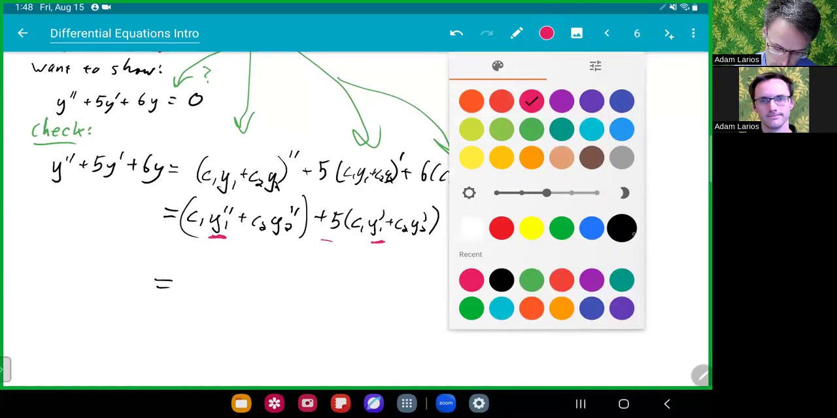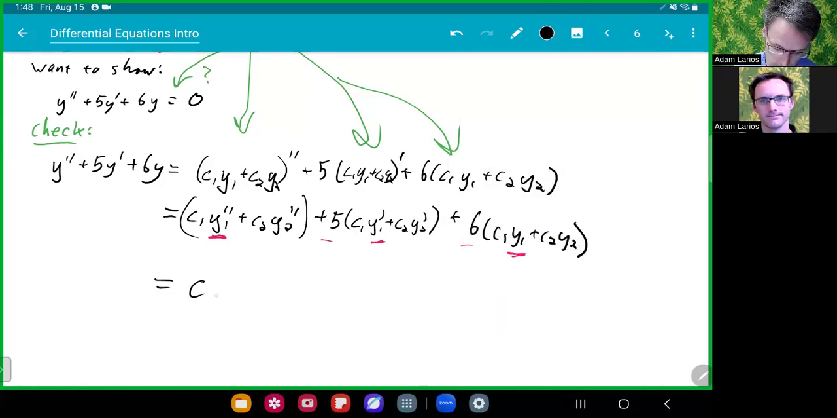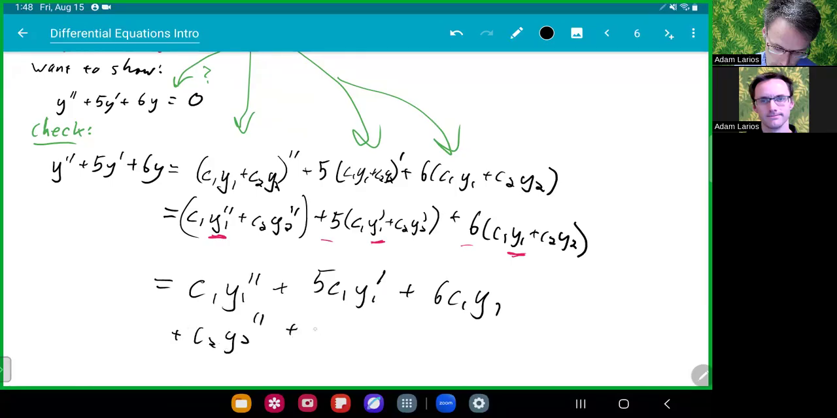So putting this all together, we get something like C1y1 double prime plus 5 times C1y1 prime. So collecting the y1s together, we have something like this. And then plus, I'll come to a new line, maybe I'll write it right below. This is C2y2 double prime plus 5C2y2 prime plus 6C2y2. So it's supposed to be 6C1y1 there.